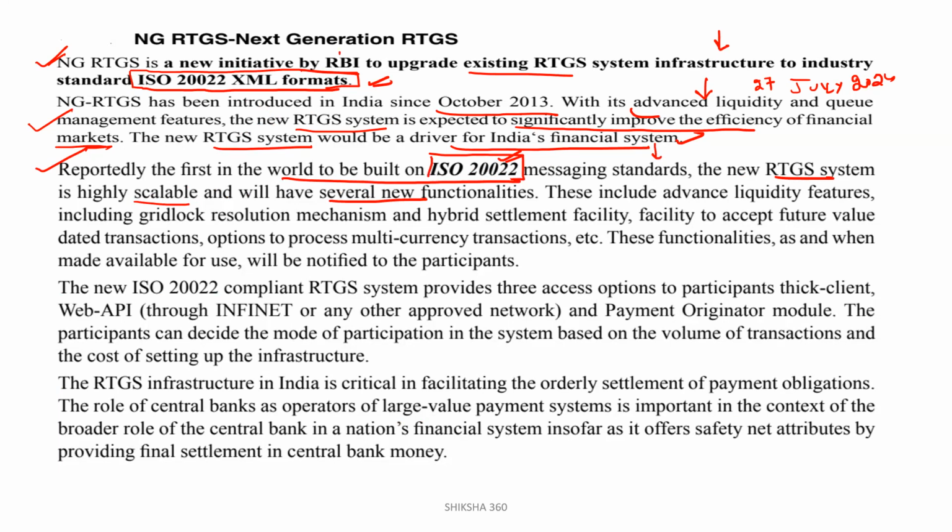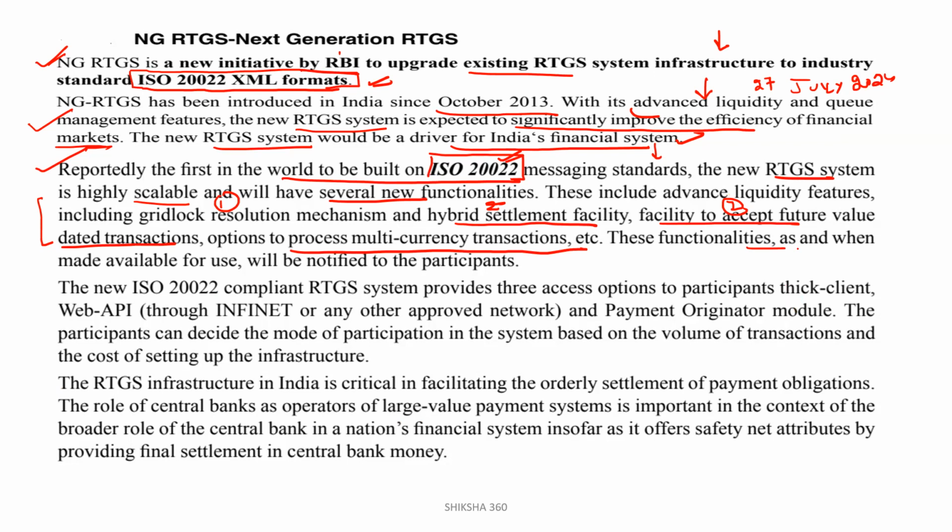These include advanced liquidity features, including gridlock resolution mechanisms and hybrid settlement facility, facility to accept future value dated transactions, and option to process multi-currency transactions, etc. First one, the gridlock resolution mechanism and hybrid settlement facility. Second one, facility to accept future value dated transactions. Third one, options to process multi-currency transactions, etc.